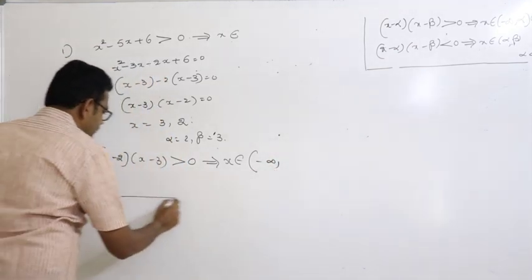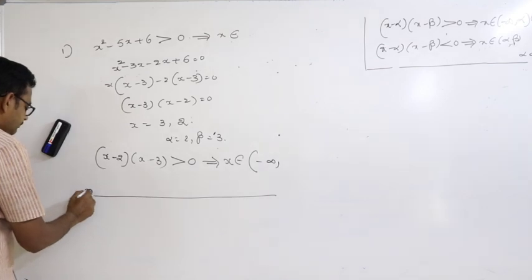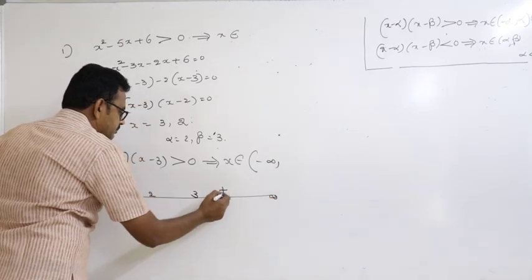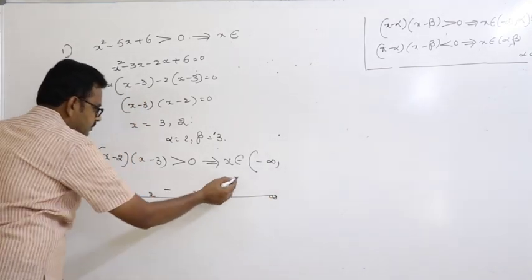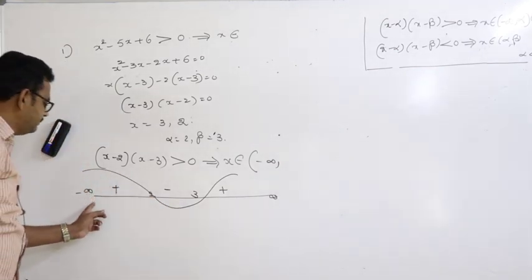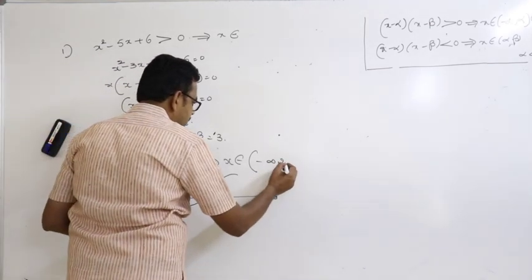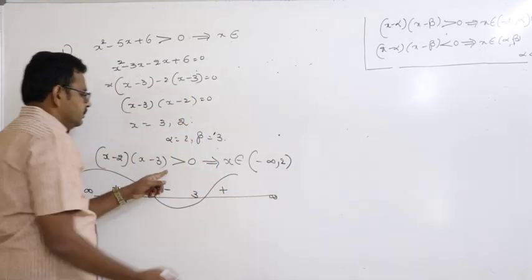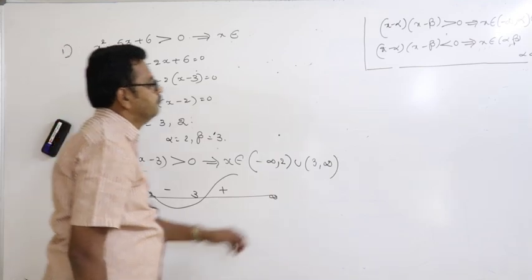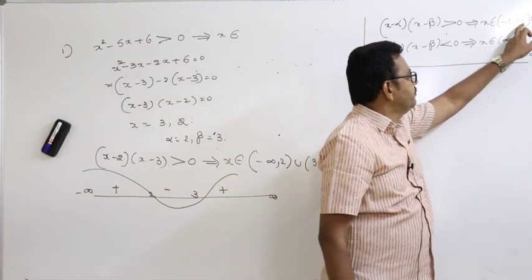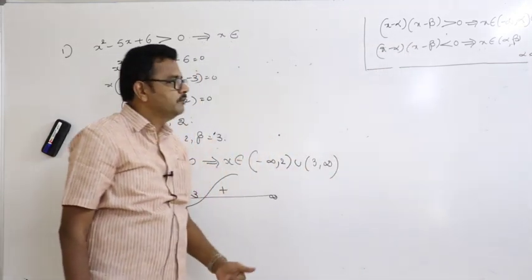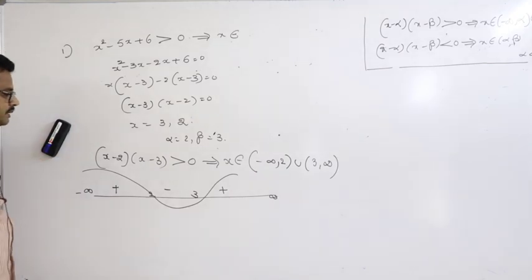Or we can put the wavy curve method. So this is minus infinity, put the smallest number, after that 3, after that plus infinity. This is plus, this is minus, this is plus. So minus infinity comma 2 union 3 comma infinity, it is positive. Just like minus infinity comma alpha union beta comma infinity, where alpha is less than beta.